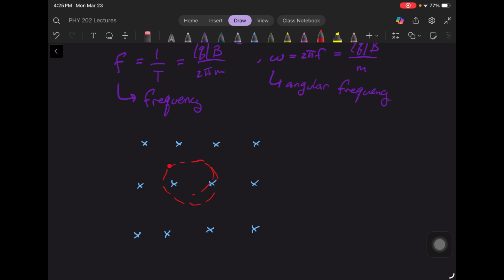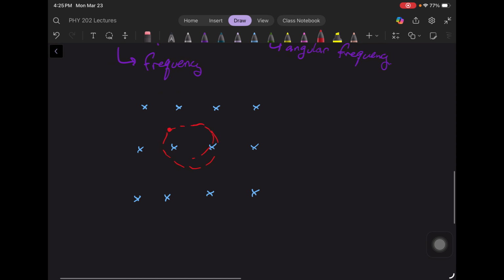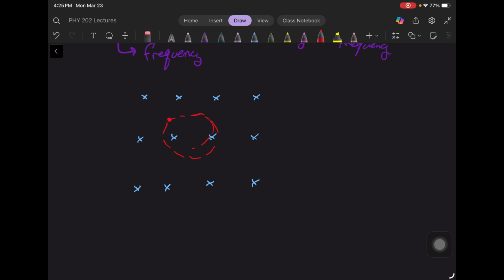That was just a terrible circle. That's the worst circle I think I've ever drawn. I'm going to leave it though.